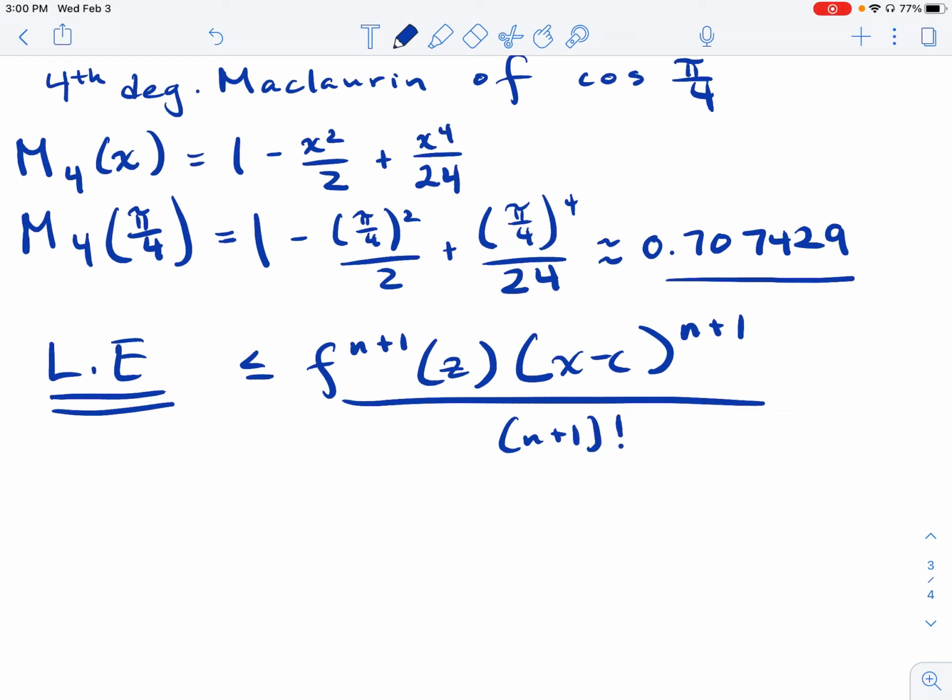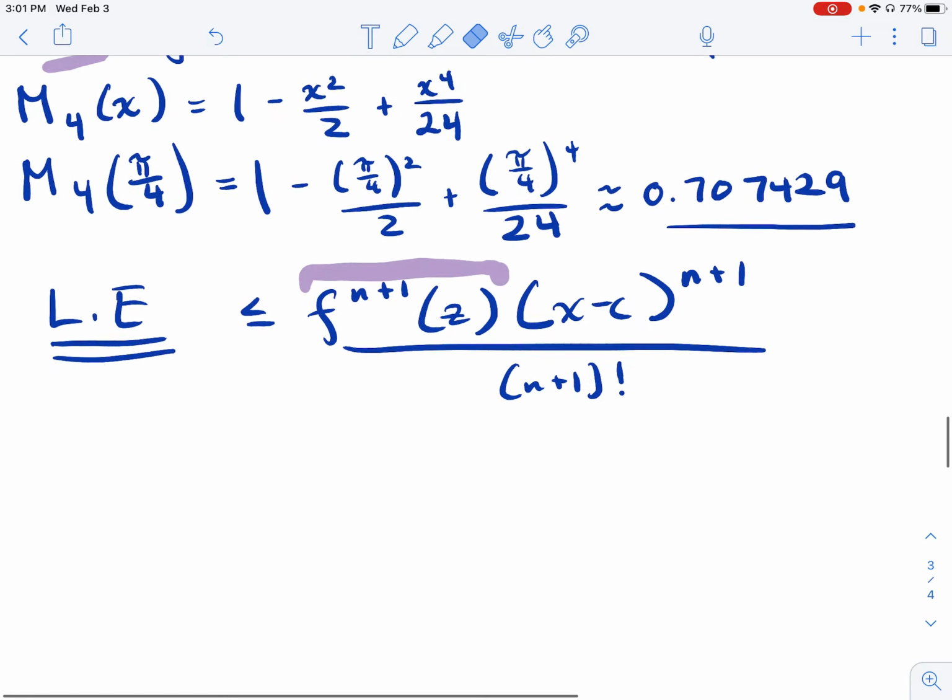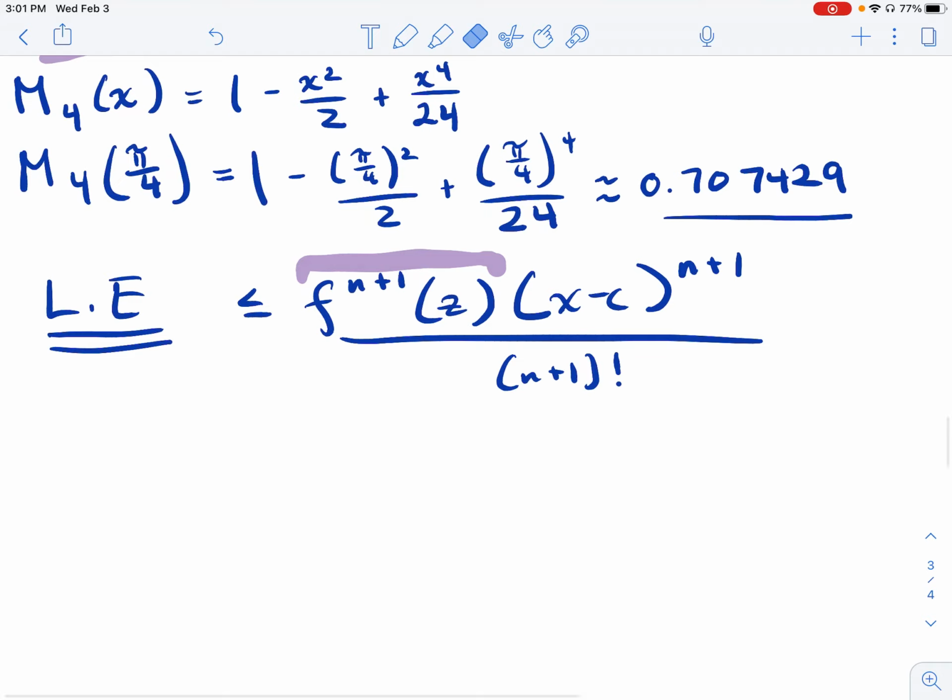Okay, now since we're talking about a 4th degree Maclaurin polynomial, that means all of this n plus 1 should be equal to 5, right? All of this should be equal to 5. So we're looking at the 5th order term. Now, let's pause and let's think about this part over here. This is the part that we really want to concern ourselves with. So we want to find the 5th order derivative evaluated at some magical z value. Well, first, let's find the 5th order derivative.